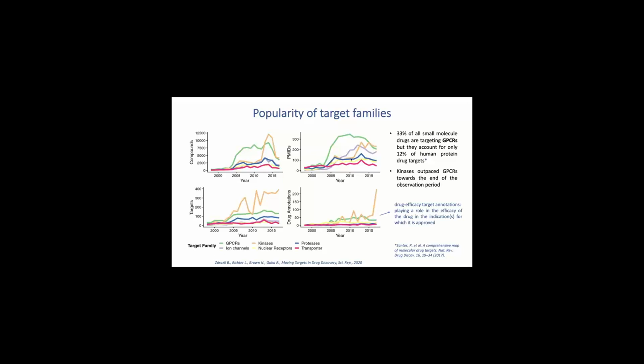And for GPCRs, 33% of all small molecule drugs are targeting GPCRs, but only 12% of human protein targets. So that's also quite interesting.